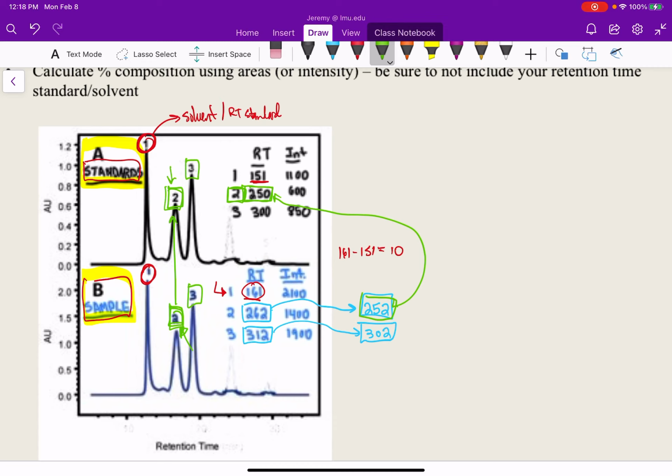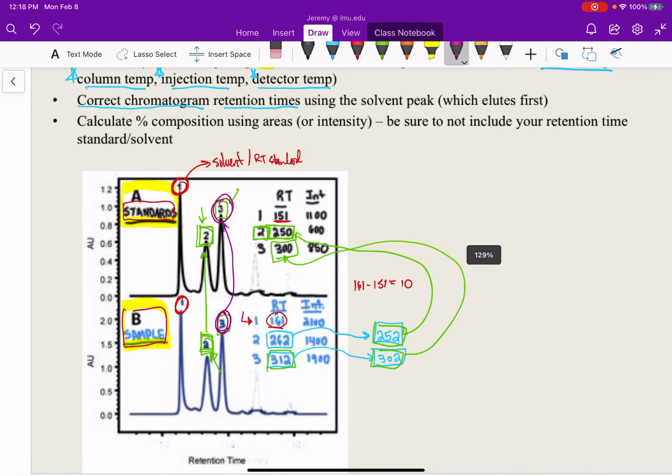And then again, we can do that same thing for 3. We correct this retention time to 302. That clearly is very close and matches this internal standard of 3. So we can safely assume that our compound 3 matches and is the standard compound 3 run in A. So that's the first thing we want to do: make sure that you correct your retention times using that solvent peak that elutes first. And in the lab, we're really using pentane to do that.